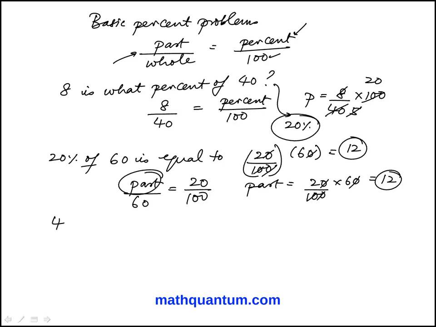And then finally, the third variation is 48. Actually, I didn't mean that. 48 is 60% of what number?